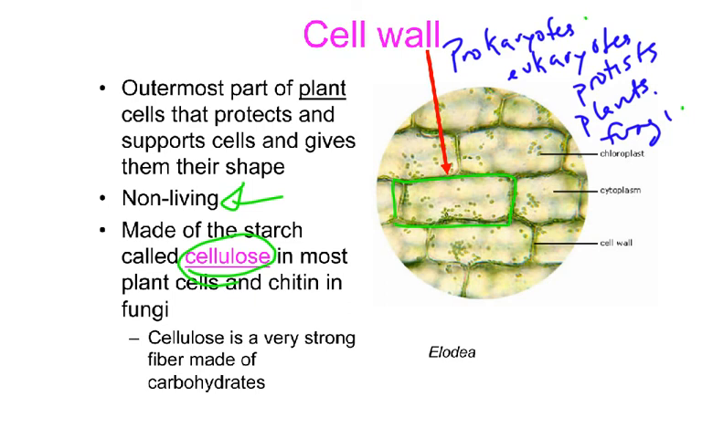And like I said, chitin in fungi. This is a very strong structure. This is basically what wood is, right? Tree trunks are made out of cellulose. And so it's useful for a lot of building materials for the plant and for humans.